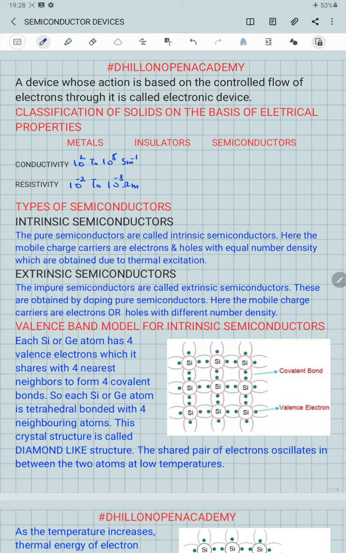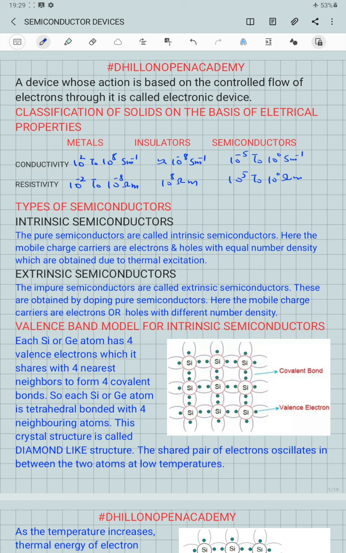For insulators, conductivity is approximately of the order of 10^-8 Siemens per meter, while resistivity is of the order of 10^8 ohm meter. For semiconductors, conductivity varies from 10^-5 to 10^0 Siemens per meter, and resistivity varies from 10^5 to 10^0 ohm meter. So we can see that semiconductors have conductivity lying in between that of metals and insulators. That's why they are known as semiconductors.